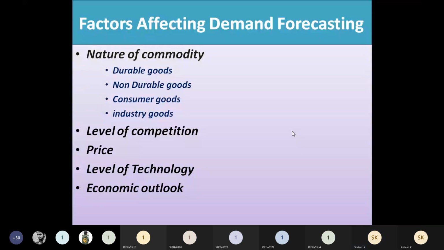Okay. So with that, we come to an end of demand forecasting topic. Any doubts in understanding this?